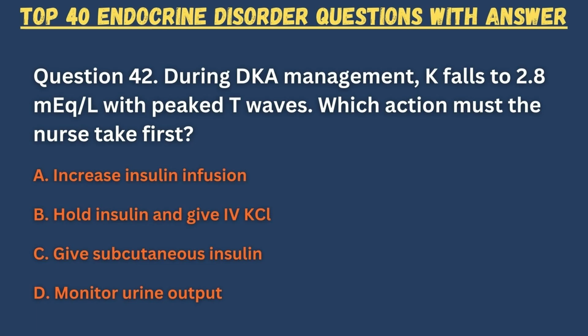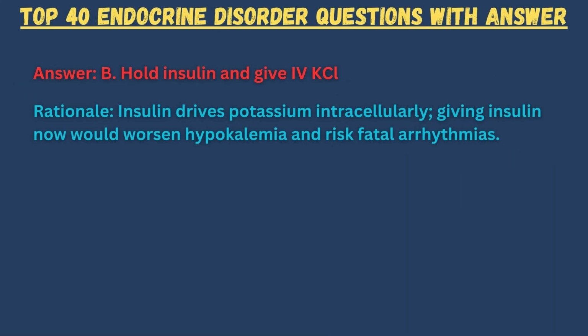Question 42. During DKA management, potassium falls to 2.8 milliequivalents per liter with peaked T waves. Which action must the nurse take first? A. Increase insulin infusion. B. Hold insulin and give IV potassium chloride. C. Give subcutaneous insulin. D. Monitor urine output. Answer. B. Hold insulin and give IV potassium chloride. Rationale. Insulin drives potassium intracellularly. Giving insulin now would worsen hypokalemia and risk fatal arrhythmias.